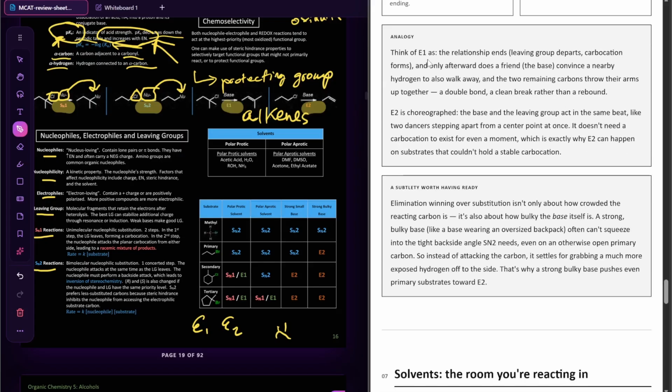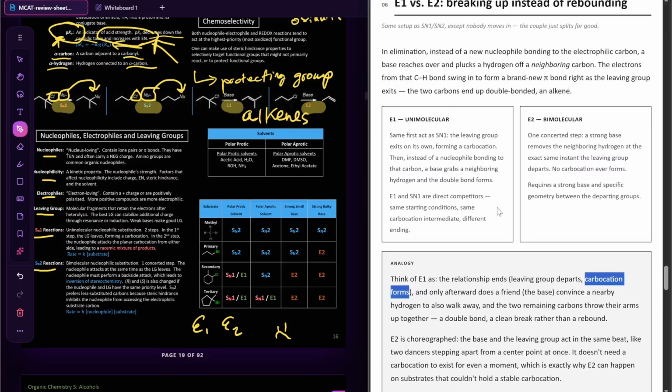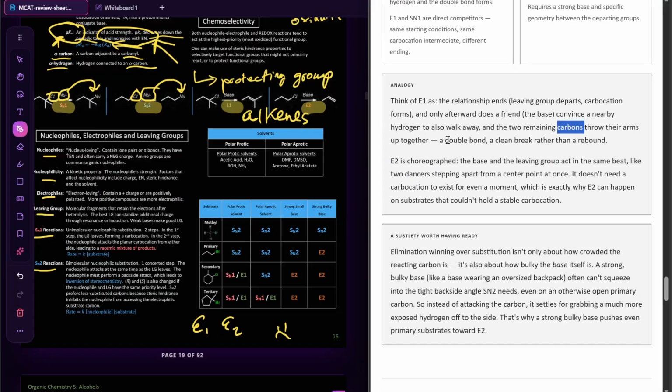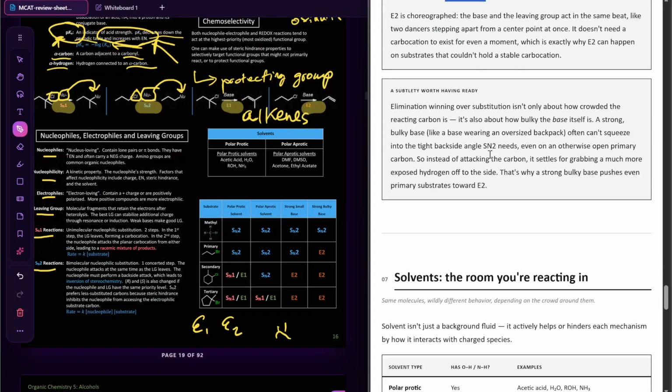So a good analogy is, think of E1 as a relationship ending: the leaving group departs, a carbocation forms, and only afterward does the base, which is a friend, convince a nearby hydrogen to also walk away, and the two remaining carbons throw their arms up together. A double bond, a clean break rather than a rebound. Okay, so that's just a very random analogy from real life, but basically you have that leaving group that leaves, then the carbocation forms, and then the base convinces the hydrogen to leave, and then you get carbons that need something, and so they end up having a double bond. All right, and that's for E1.